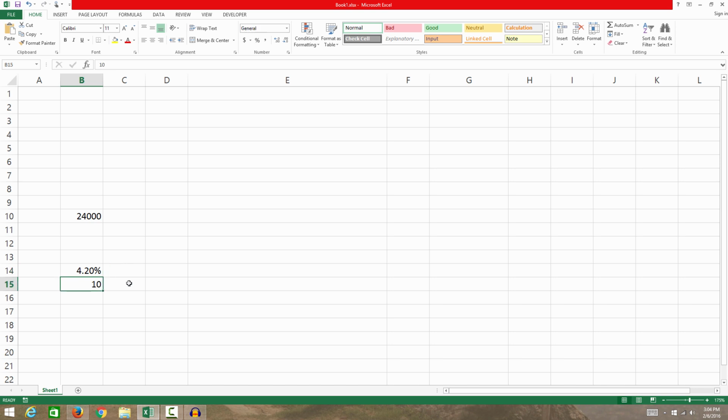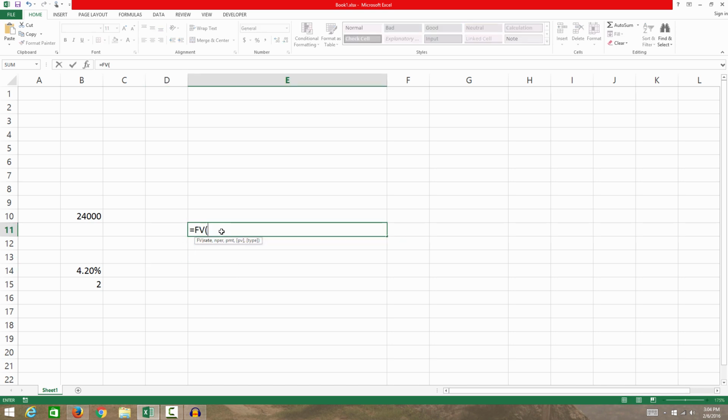So we will do it for 2 years. Now here we are going for months. Okay, for future value, equals FV, tab. First thing is rate: 4.2% divided by 12. Okay, because we are going for a monthly basis in this example. In the previous example we took a yearly basis. Okay, now our payment period is B15 but into 12.